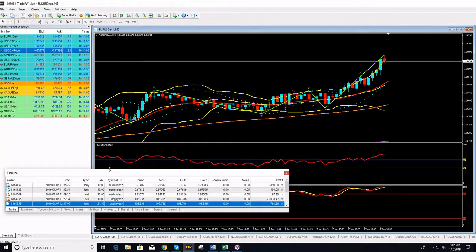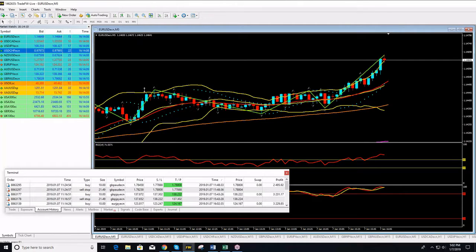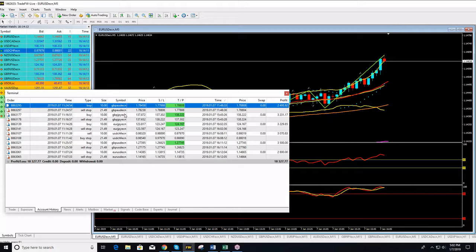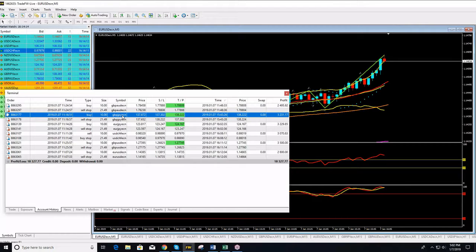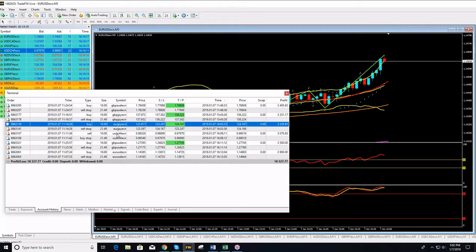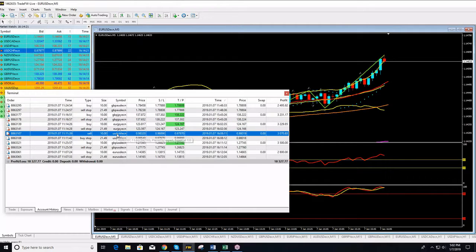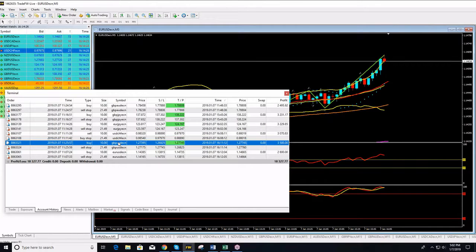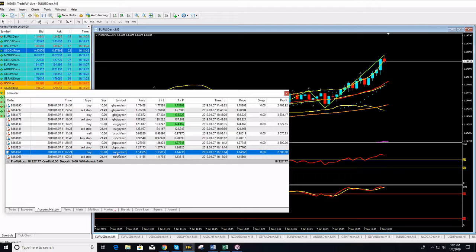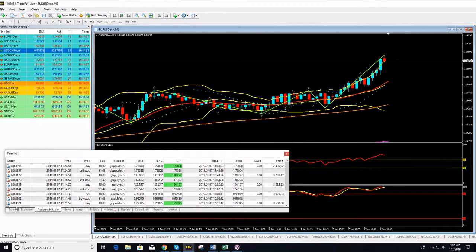So out of 10 pairs, we have managed to close pound Aussie with a TP, second trade, pound yen with a TP, third trade, euro yen with a TP, fourth trade, dollar CHF manually closed with a profit 3,070, pound dollar with a TP, and euro dollar manually closed with a take profit. Total for the day, $18,327.